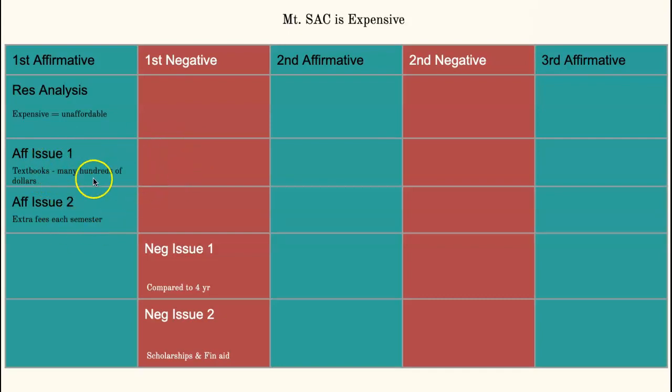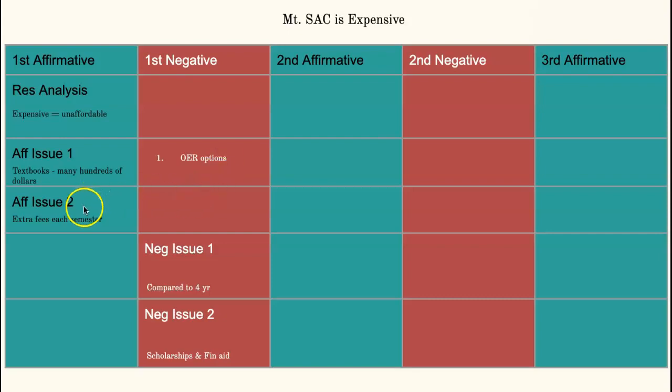Why should the judge not be persuaded by the points the affirmative presented? So again, using 4-point refutation, I might say something like, now the affirmative issue 1 was that textbooks cost many hundreds of dollars. But I say there are OER options. OER stands for Open Educational Resources. Those are the online free textbooks. And I would explain my argument because therefore Mount SAC's not expensive.